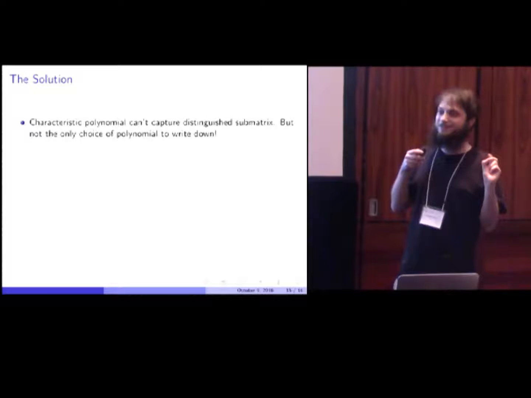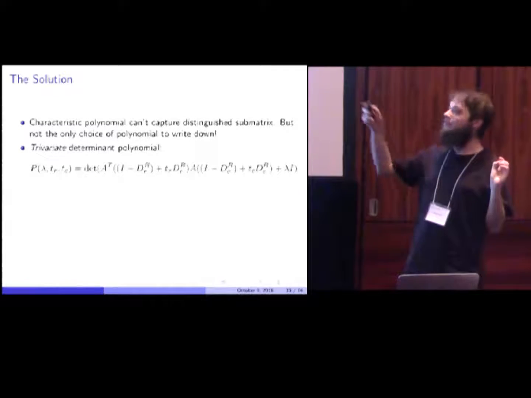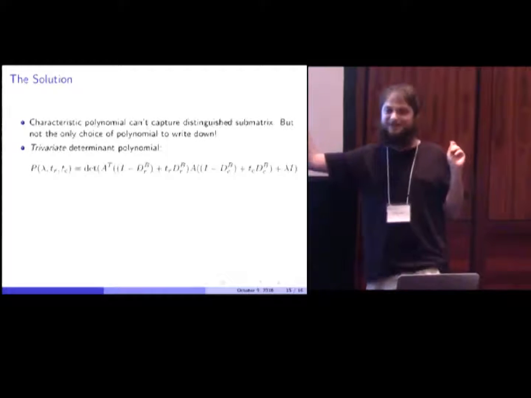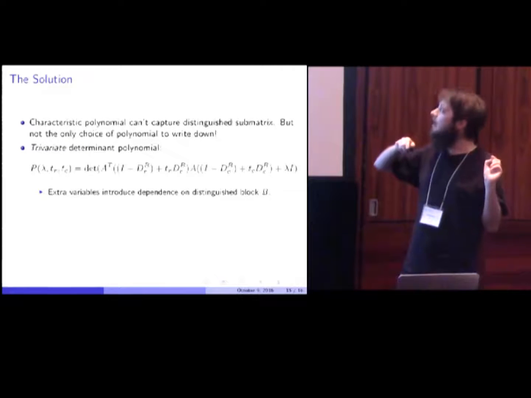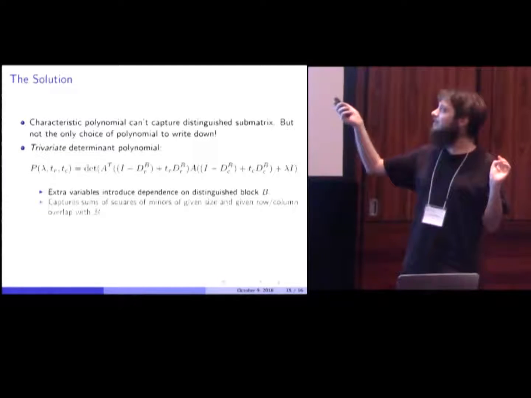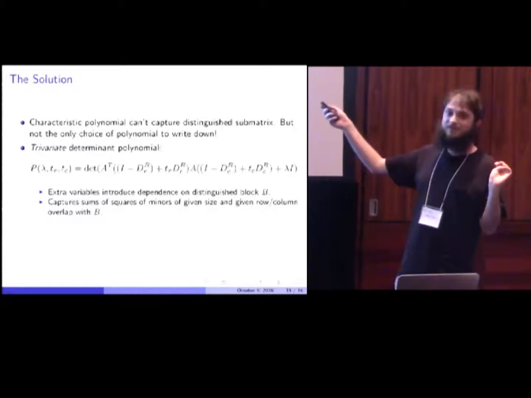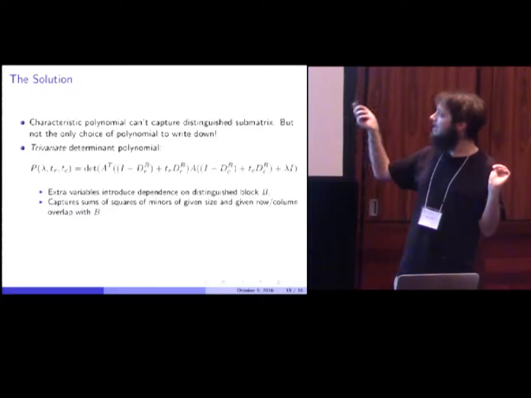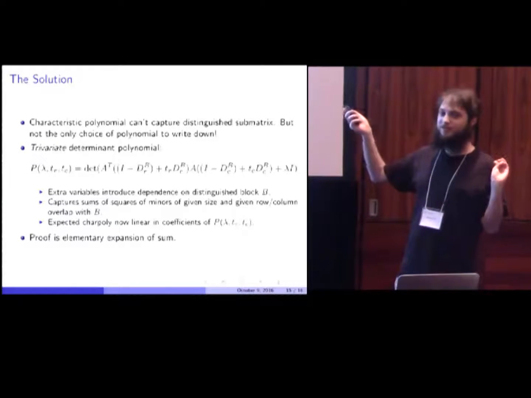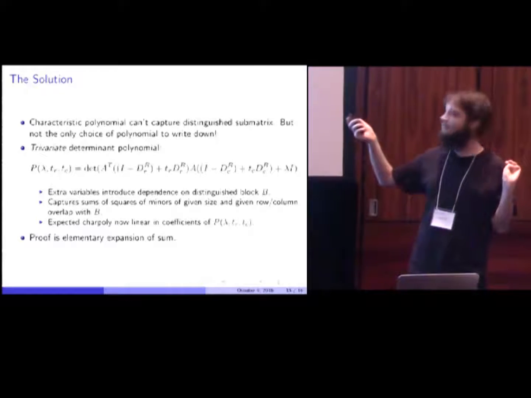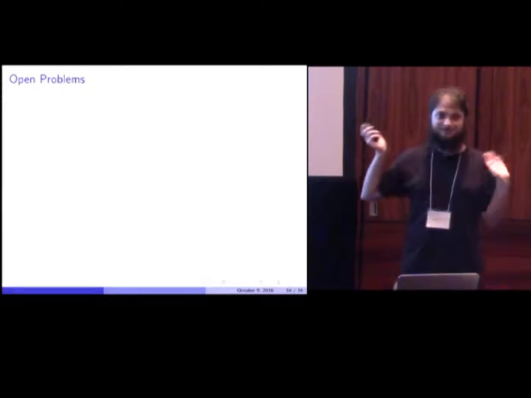So you might think this is the end of your hope, but it turns out there are things that look like characteristic polynomials that have more information. In particular, we can write down a horrible-looking determinant of a thing that depends on 3 variables, not just 1. So now this has n cubed coefficients, and these extra variables make it depend on the submatrix. The coefficients of this have all the information you need, and it's linear again, basically just like the previous case. The only thing is this polynomial is a little more expensive to compute because it has 3 variables, and the degree can range up to n. The proof is elementary. Okay, yeah, I guess that's what I got.